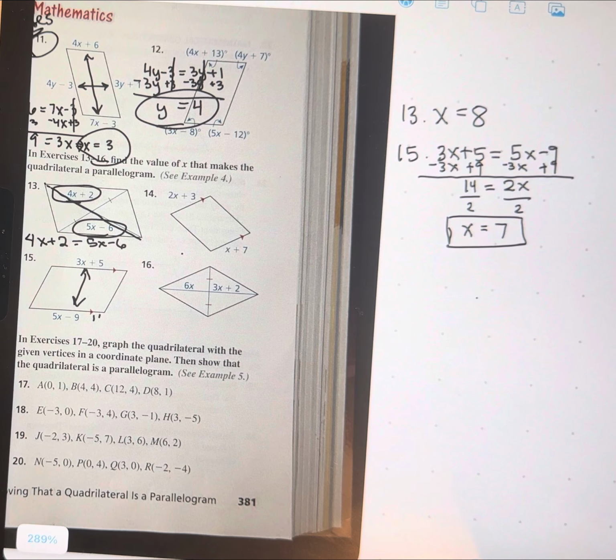Divide the 2 on both sides, x is 7. Okay, let's keep going.